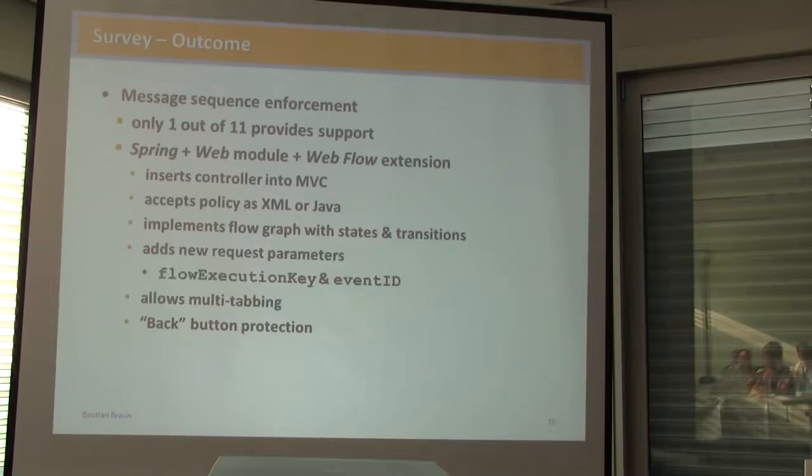Spring is actually only a Java framework. It becomes a web application framework by using a particular web module. And by using this, we can even use more extensions. One of these extensions is, for example, the Webflow extension. What this does is insert an additional controller, which then checks every incoming request for a policy. The policy describes a graph consisting of states and transitions. And if the request describes a transition that is not given in the policy in this graph, then it's not handled by the model and the view. So there's no processing on this request.